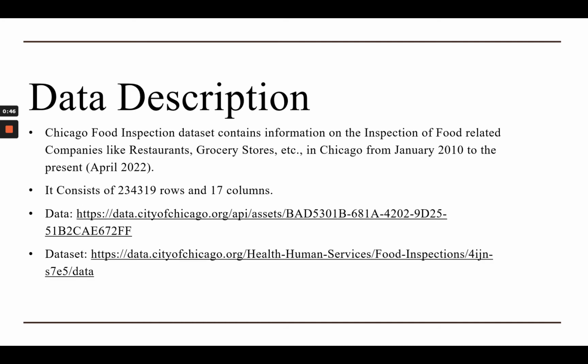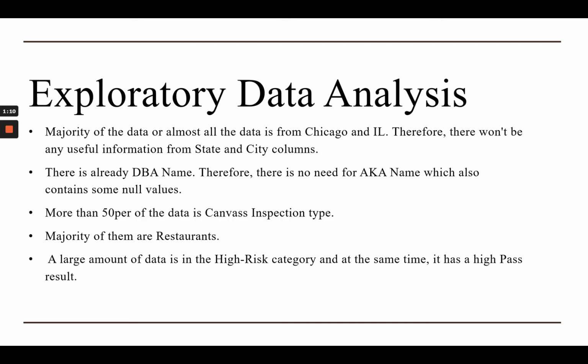And the data description is it consists of 2,34,319 rows and 17 columns. So the data is from January 2010 to present. I took the data in April, so it lasts till April. And the data set link is attached here.